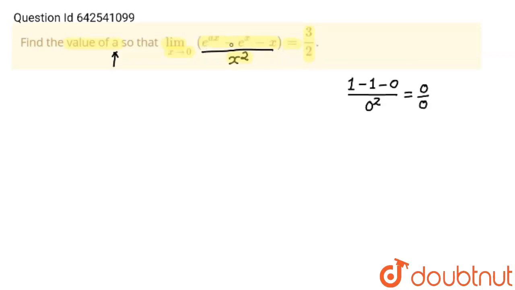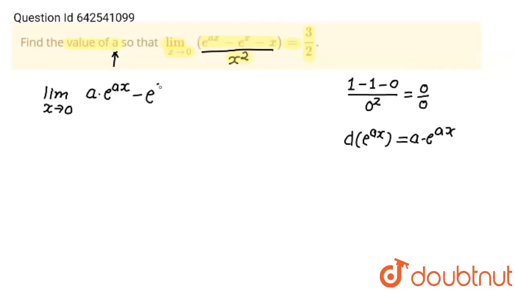So here I am going to differentiate this. First of all, I am going to write limit x tends to 0. Differentiation of e to the power ax will be a into e to the power ax, and this is the formula. e to the power ax differentiates to a into e to the power ax, minus differentiation of e to the power x will be e to the power x, and differentiation of x will be 1, upon 2x.